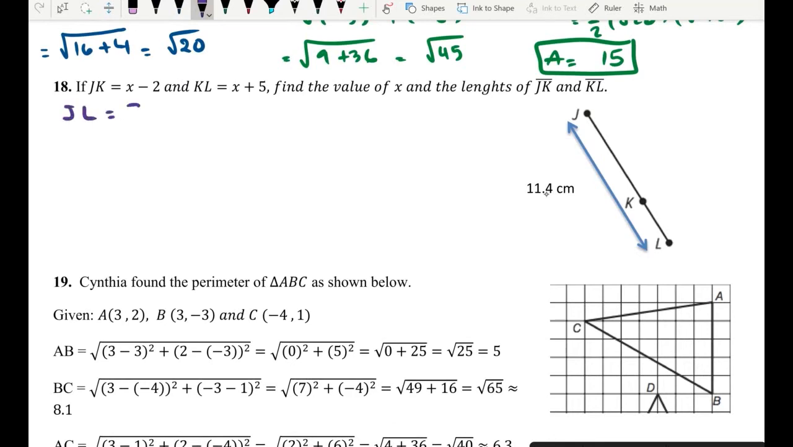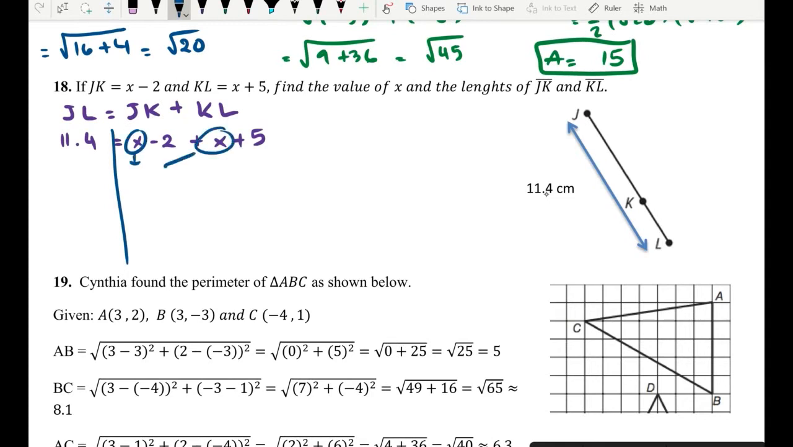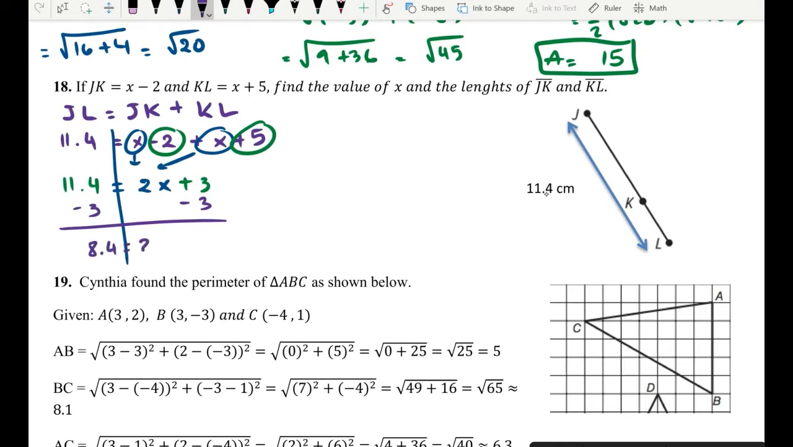JL equals JK plus KL. JL is given as 11.4. JK is 2x minus 2. KL is x plus 5. So we will go ahead and solve for x. 2x plus x is 3x, negative 2 plus 5 gives you positive 3. And bring down 11.4. To get x by itself, you minus 3 on both sides. So 11.4 minus 3 is 8.4 equal to 2x.